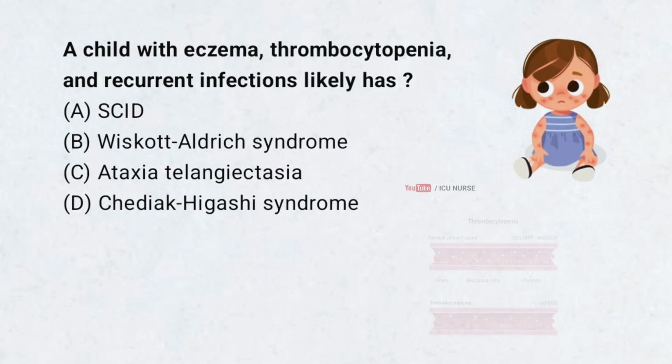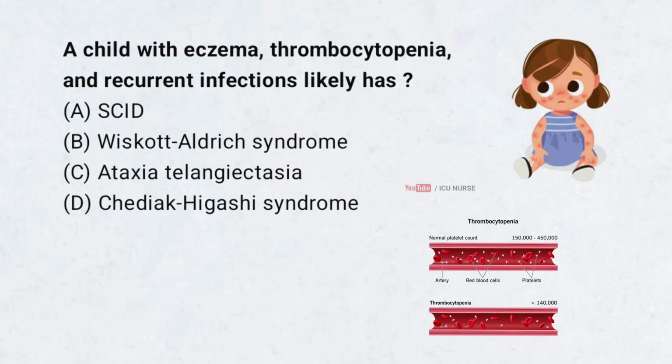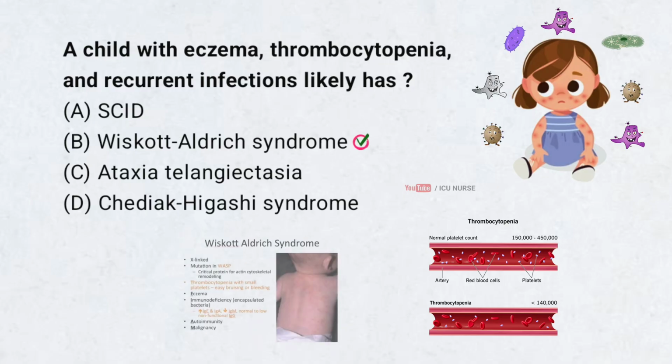A child with eczema, thrombocytopenia and recurrent infections likely has A. SCID, B. Wiskott-Aldrich syndrome, C. Ataxia telangiectasia, D. Chediak Higashi syndrome. Correct answer B. Wiskott-Aldrich syndrome.